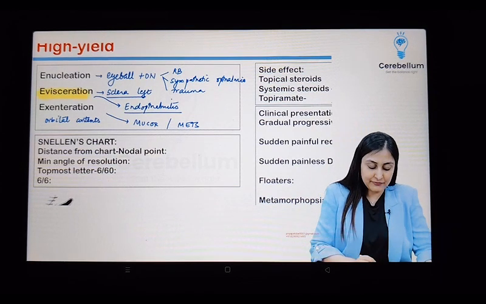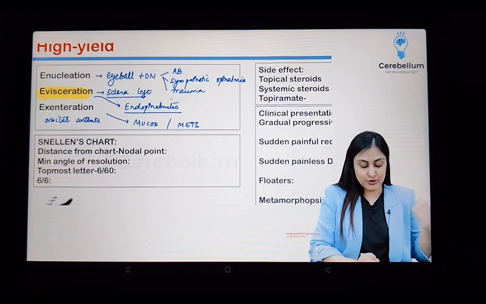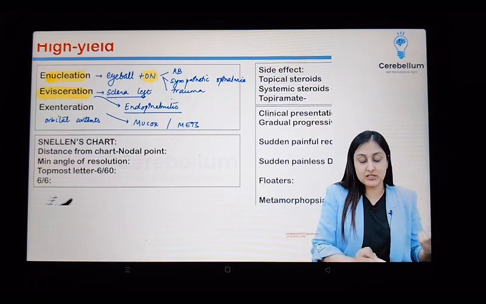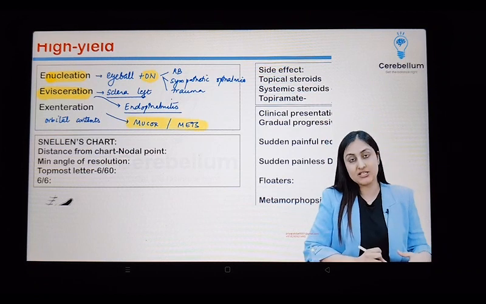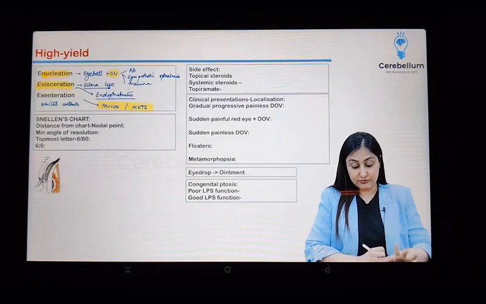Okay, so remember, E for evisceration, only the viscera of the eye is removed. Enucleation, N for optic nerve and eyeball are removed. Exenteration completely for mucor and mets. Okay, so this is about the procedures, which are pretty confusing.